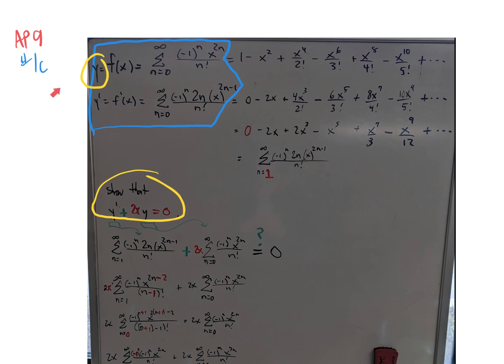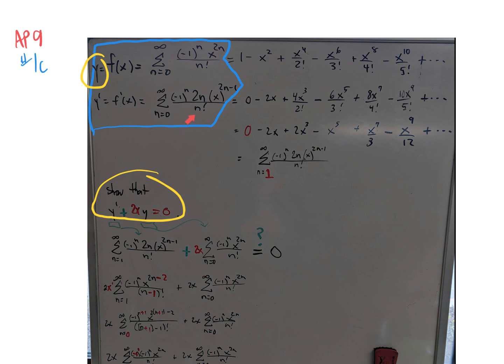In 1C, we are asked to show that y is a solution to this differential equation. So we have a series for y. We can put that here. And we also need a series for y prime. So y prime is the derivative of the series. We can take the derivative of every single term using the power rule, 2n times x to the 2n minus 1. Everything else is just constants.